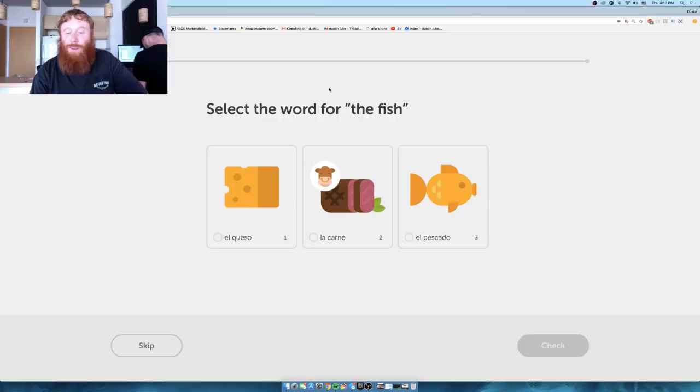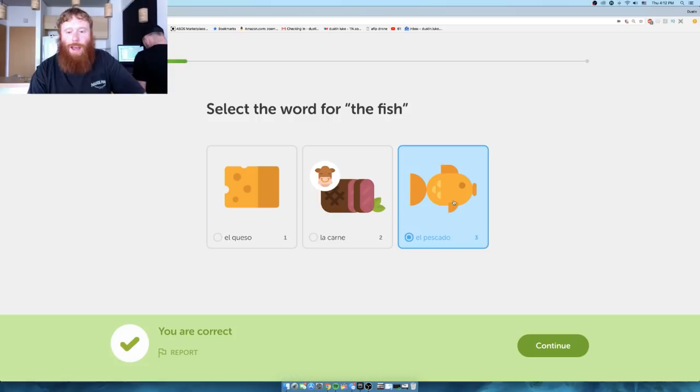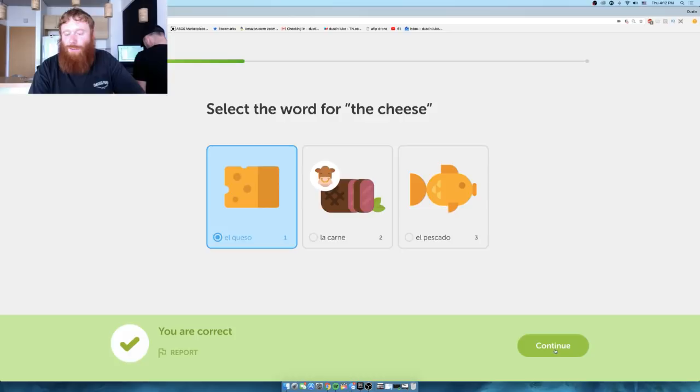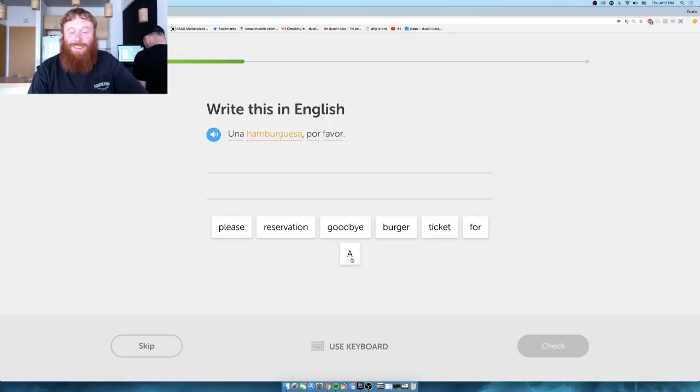Okay, so el pescado is fish. El pescado. Continue. Select the word for cheese. That's my favorite word! The cheese! Or la carne, I guess, would be my favorite word. Continue. Una hamburguesa, por favor. I don't know how to say that. A burger, please.